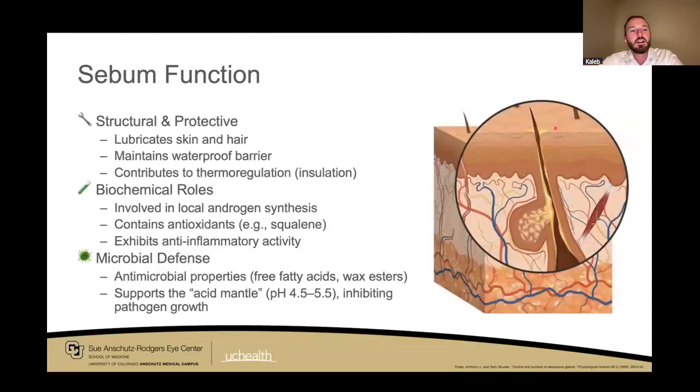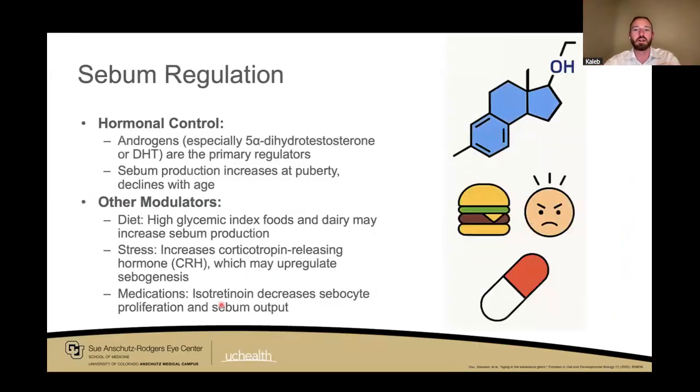So sebaceous glands are trying to lubricate the skin and the hair. It's trying to maintain a waterproof barrier. It contributes to thermoregulation, so it insulates the skin. It's involved in androgen or testosterone synthesis. It contains antioxidants and has anti-inflammatory properties. There are also antimicrobial properties. And then we talked about the concept of pH earlier. So sebaceous glands are contributing to the acid mantle. So are meibomian glands. That's the concept that you're trying to create a slightly acidic environment, and that acidic environment is trying to inhibit pathogens from growing.